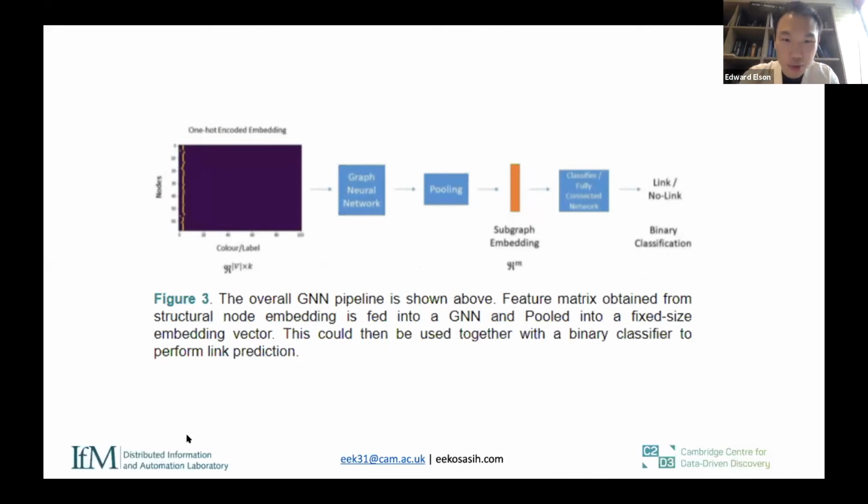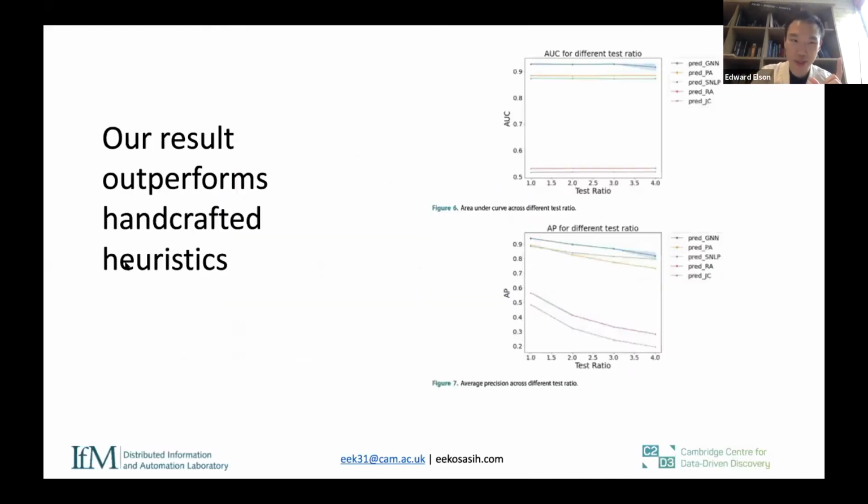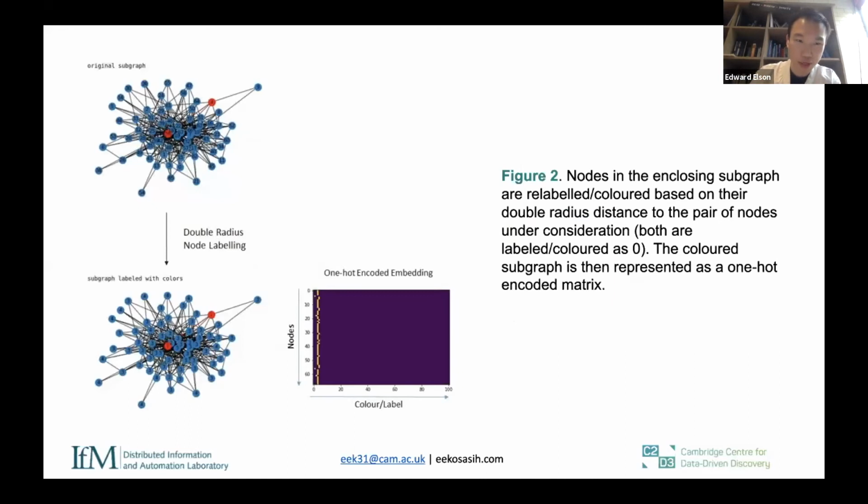So for Andrea, the question on embedding: the initial embedding that I used is this double radius node labeling. But then in order to obtain the final embedding from the graph, I still use a graph neural network. The graph neural network will do message passing to aggregate information from the different nodes and then form it into an embedding.